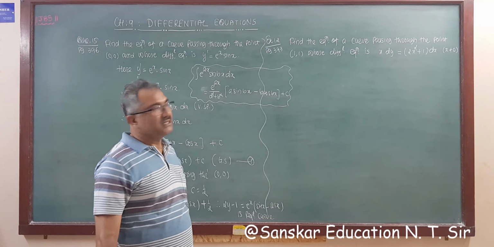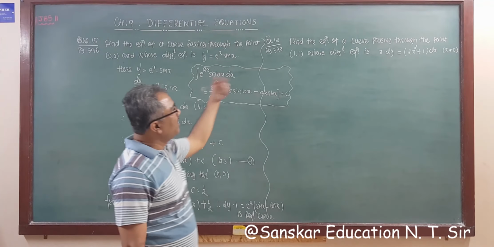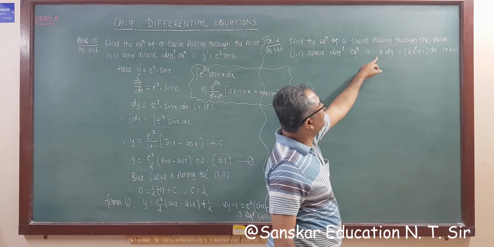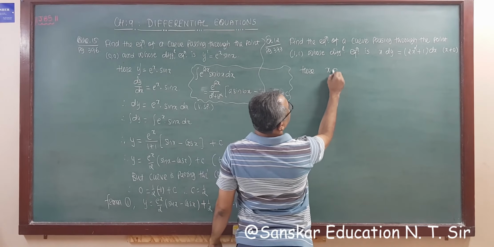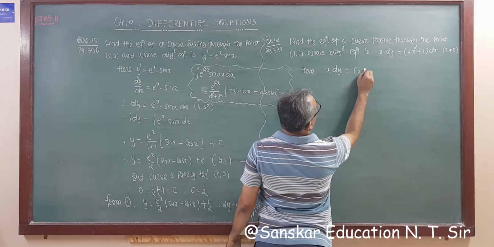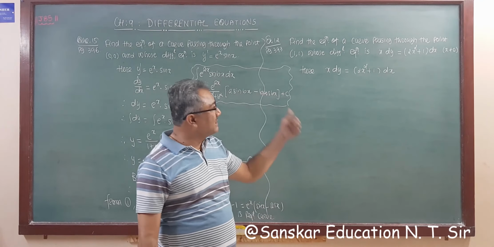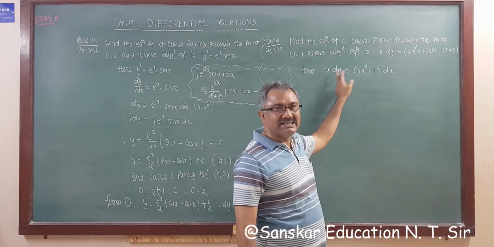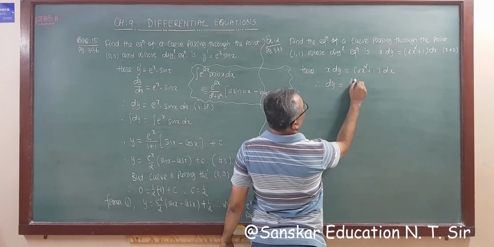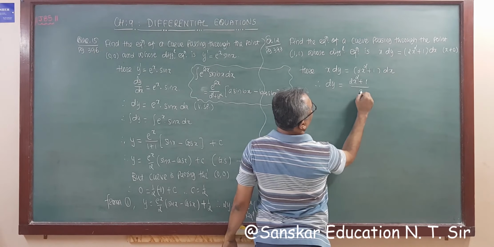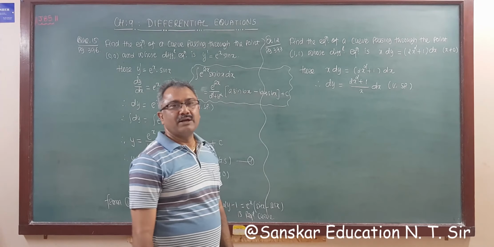Same type of question is this: find the equation of a curve passing through 0 0 and 1 1, and the given differential equation is x dy is equal to (2x square plus 1) dx. Now you can easily convert this equation into variable separable form by taking x to the other side. So what we get? dy is equal to (2x square plus 1) upon x into dx. This is variable separable form.